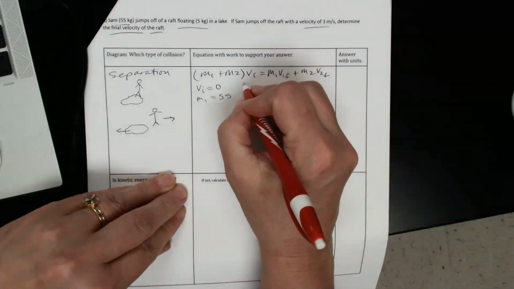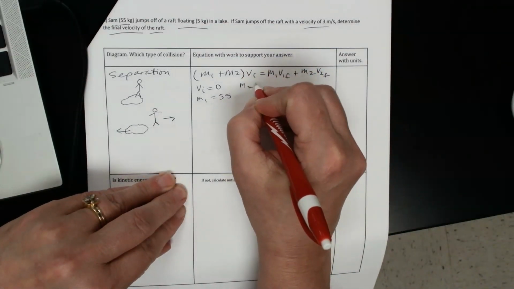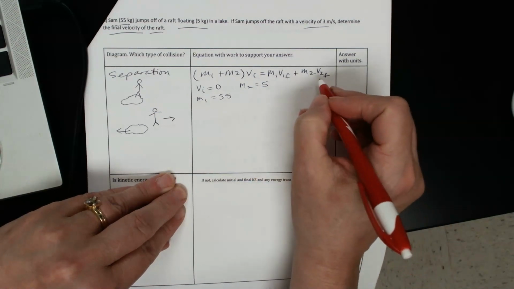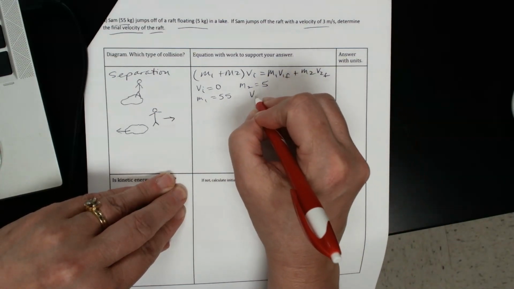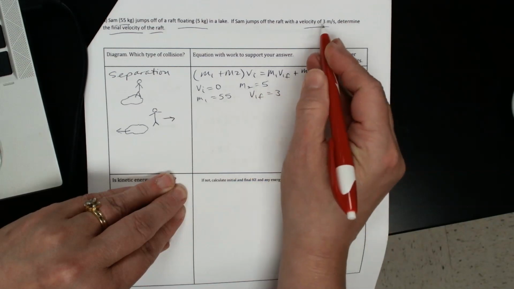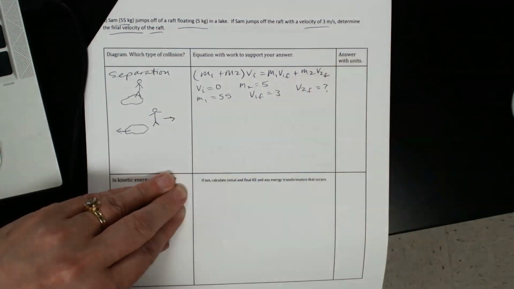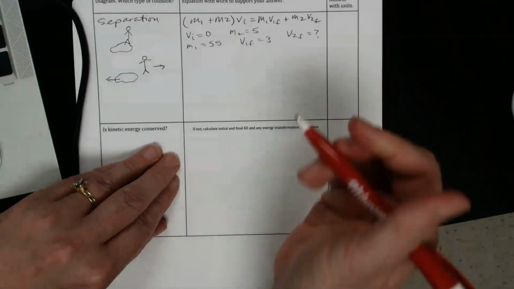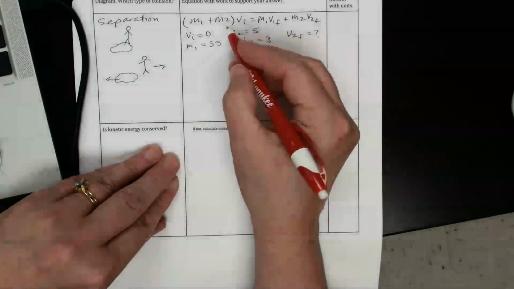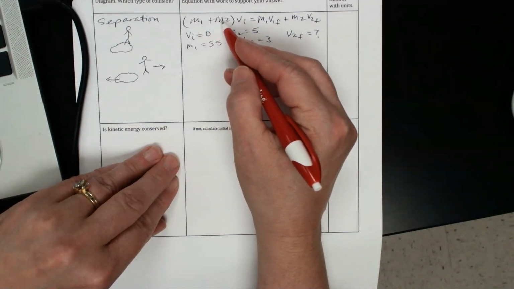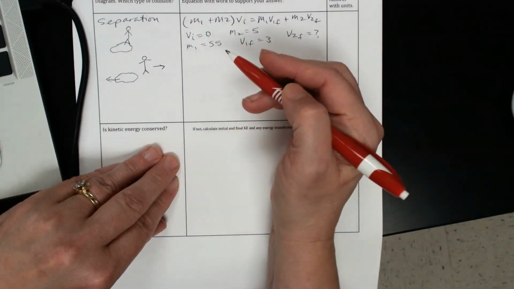M2 is 5. That's the mass of our raft. And then Sam's final velocity, V1F, is 3 meters per second. And we want V2F. So we're starting off with 0. M1 plus M2 times VI is 0.